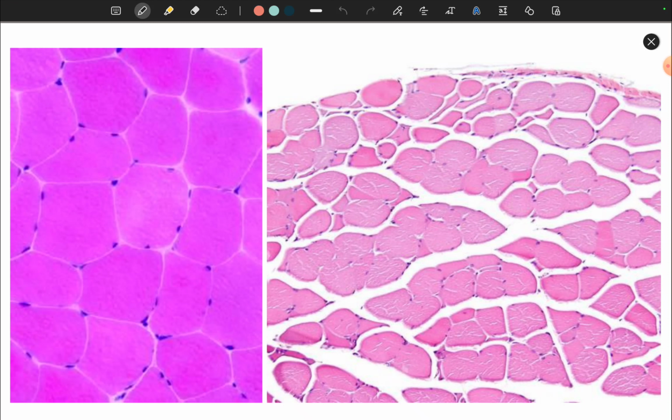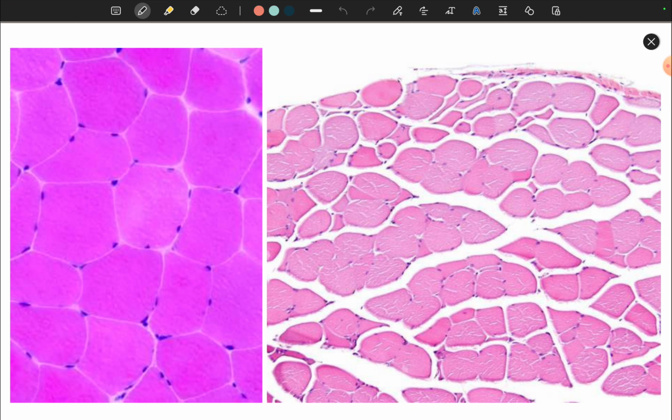Now this is normal. What we see, almost all the cells are of the same diameter, the same size, and also in between there is very little amount of connective tissue, which is the endomysium. Between the individual skeletal muscle fibers, there is a very thin or little amount of connective tissue in between. So this is normal.